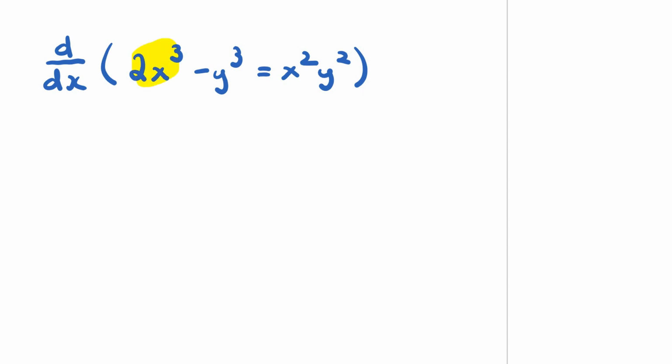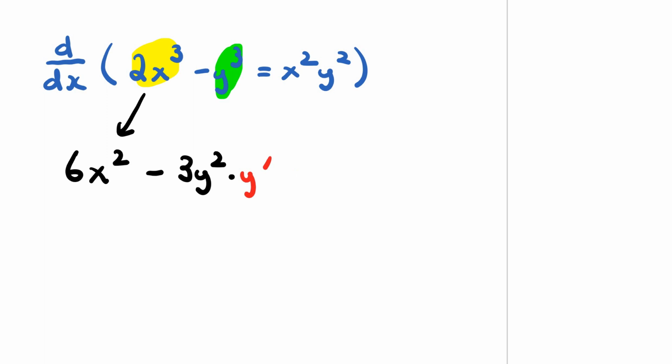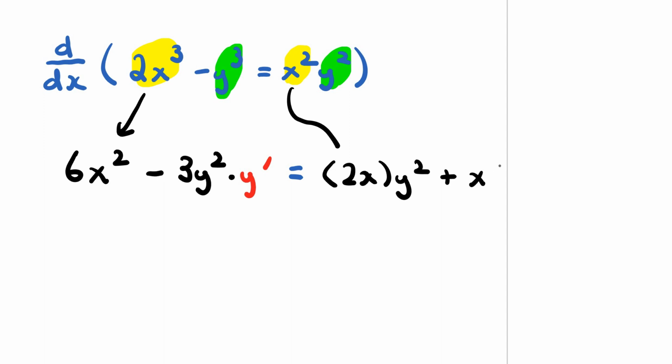So what's the derivative of 2x cubed? Well, that's going to be 6x squared minus, and then what's the derivative of y cubed? Well, that's going to be 3y squared times y prime. And then that's going to equal, and I have a product rule on the right-hand side here, right? So the derivative of x squared is going to be 2x times y squared plus x squared, and then I times that by the derivative of y squared, which is going to be 2y times y prime.